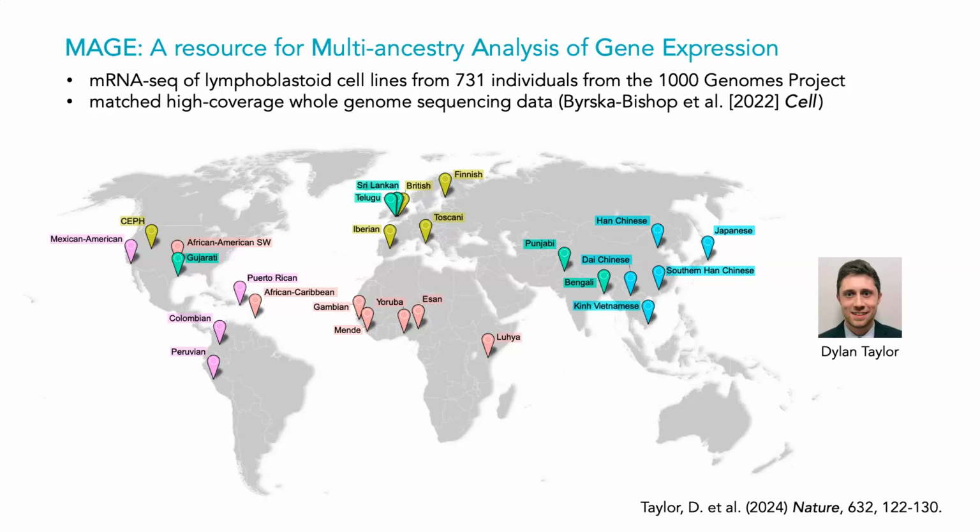So 1000 Genomes, many of you are familiar with it, but it spans these 26 globally distributed populations. Of course, there's still gaps and biases even within this data set, but it provides relatively better representation from many of these groups that are really underrepresented in functional genomic studies, for example, East and South Asian individuals or admixed American individuals. This work was led by my former PhD student, Dylan Taylor.